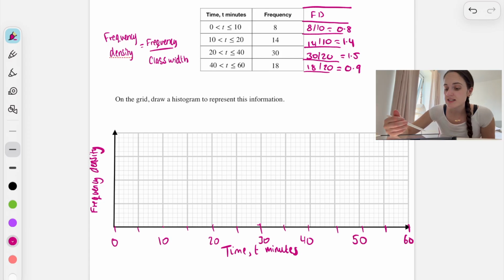So now what I need to do is label my y-axis. My y-axis has to go up to 1.5. So I can do 0.5, 1, 1.5, and I'll just label 2 there for completeness. So I'm going to say 0.5, 1.0, 1.5 and 2.0. So now I'm just going to plot them.